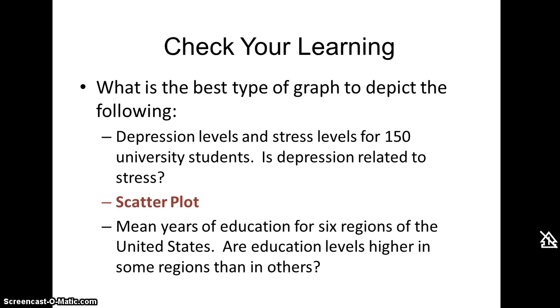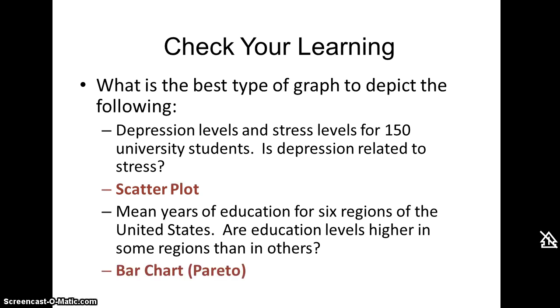For the second one, the mean years of education for 6 regions of the United States, if I want to know if some levels are higher in some regions than others, here we're talking about mean differences. And so what we really want to look at is a bar chart. Now you might even consider a Pareto chart because it might be easier, depending upon the number of categories you have, to discern differences among different regions. But here we're looking at mean differences, and so education level would be on the y-axis, and then our regions would be on the x-axis.